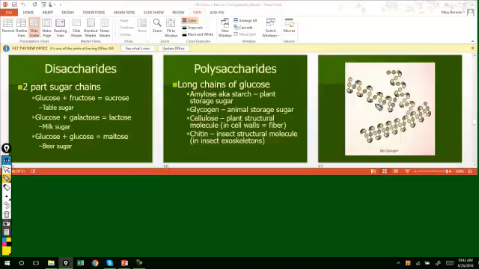Cellulose is a structural carbohydrate. We see it in the cell walls of plants, and in our diets, we refer to it as fiber because it's the part that we can't really digest and break down in our diet. And then the animal analog to that is chitin. It's found in the exoskeletons of insects and also in the cells of fungi.